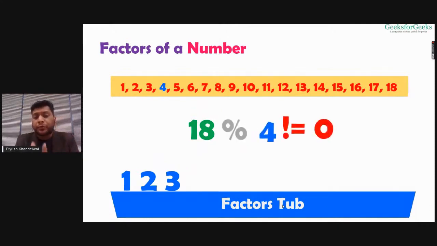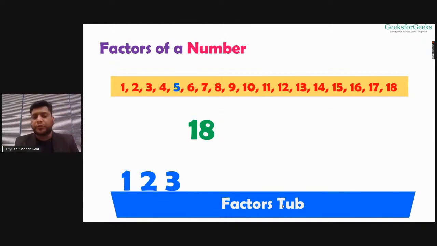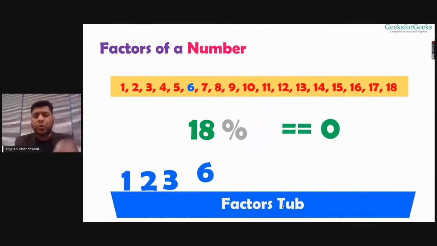When I say 4 for the 16, the remainder will be 2. It is not going to be 0. So I'll skip 4 and move forward to the next number, which is 5. Again, 18 mod 5 will not be equal to 0. So I'll move forward to number 6. And then 18 mod 6 is 0. So I'll add 6 to my factor term, right?